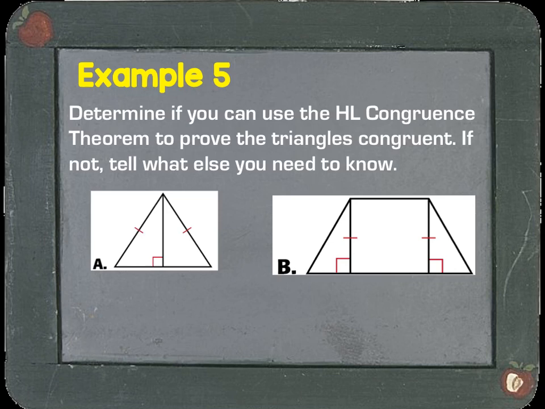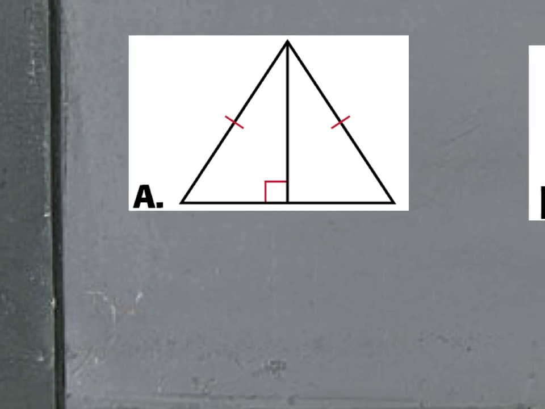So example 5 says determine if you can use the HL Congruence Theorem to prove the triangles are congruent. If not, tell what else you need to know. So let's look at A first. It tells us that we have a pair of congruent sides and we have one triangle with a right angle. What else can we conclude from this? The other triangles are right angled too, because this is a linear pair. So if we have one that's perpendicular, they both are. What else do we know from this?